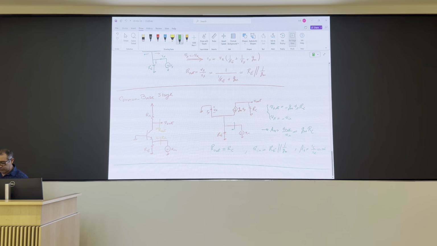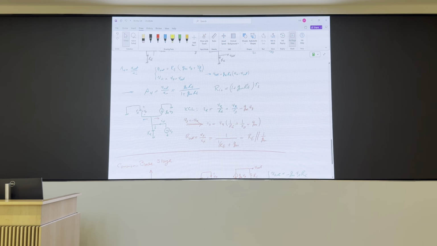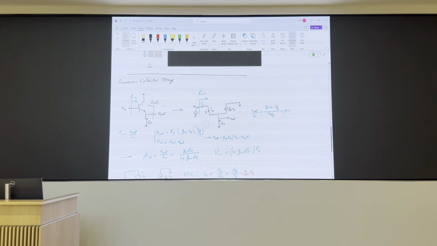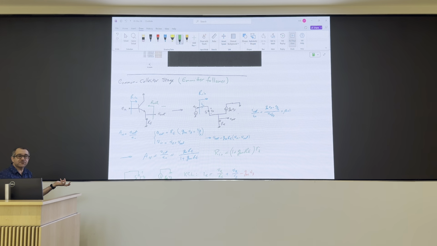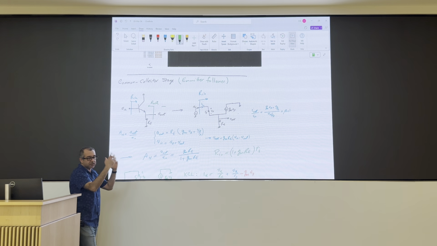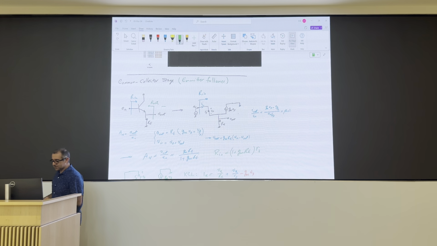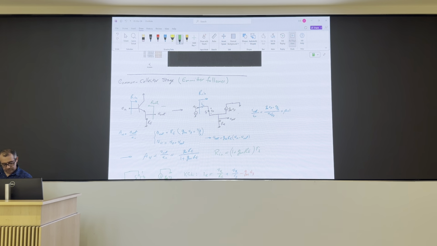Okay, one more point. The other name for a common collector stage is emitter follower. If I was there in the naming ceremony, I would probably call it base follower because the emitter is following the base, but the other name is emitter follower. So if you see an emitter follower, it's a common collector stage.